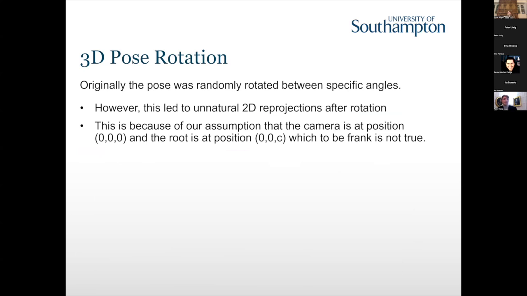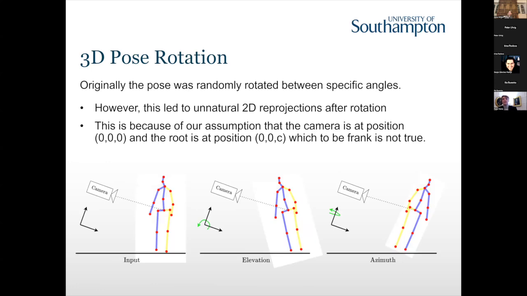But the problem with this is that it leads to unnatural 2D reprojections after the rotation. And this is because our assumption is that the camera is at position (0, 0, 0) and the root is at (0, 0, C), which, to be frank, isn't true. An example of this is shown here.